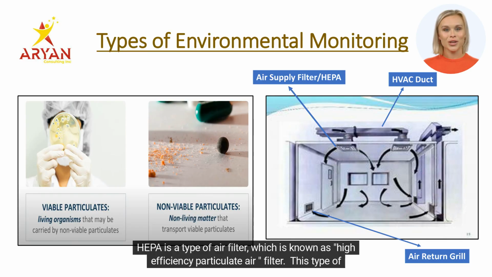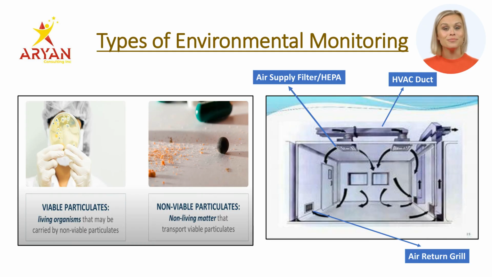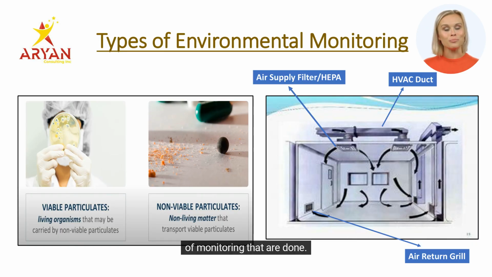HEPA is a type of air filter, known as a high-efficiency particulate air filter. This type of air filter can remove at least 99.97% of dust, bacteria, and any air particles. But for extra precautions, while critical A and B operations are going on, there are two different types of monitoring that are done.